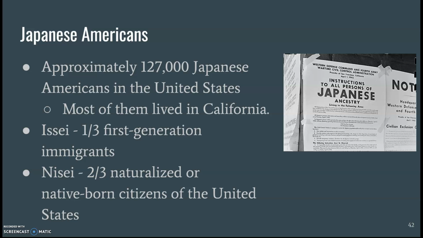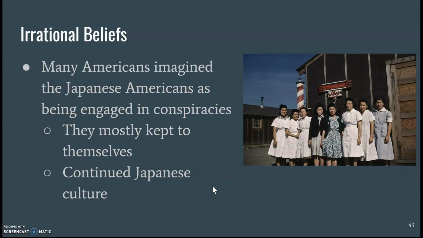There's the Issei, which is the first generation immigrants, meaning they were born in Japan, came to the United States, and the Nisei, which are naturalized or native born citizens, meaning these people are United States citizens. They were either brought in as naturalization, which is completely legal, or they were actually born here and just have Japanese descent. A lot of people were afraid that these Japanese Americans were co-conspirators with Japan, and they were going to work together to bring the United States down from the inside. They mostly kept to themselves, continued Japanese culture. Go figure that if you've done something for your entire life, or your parents have, you'll probably continue that as well.